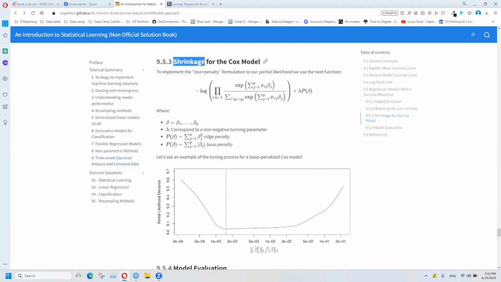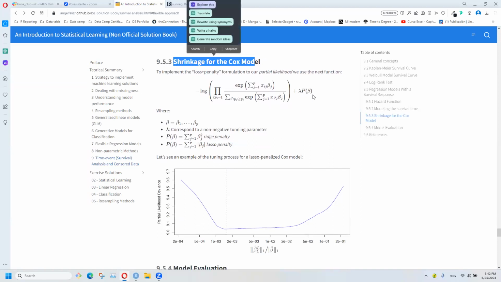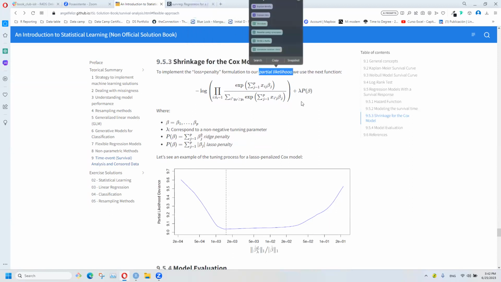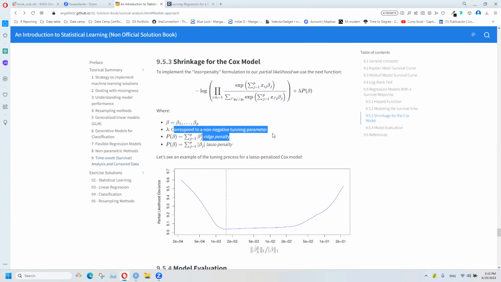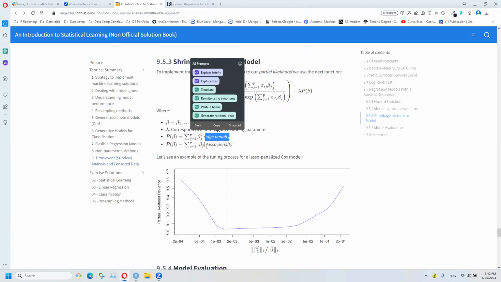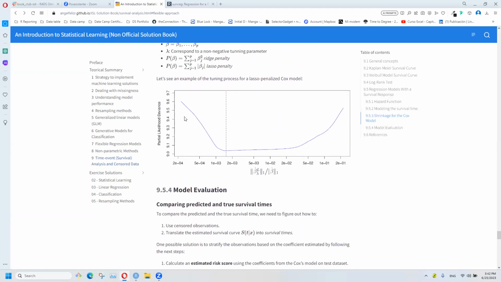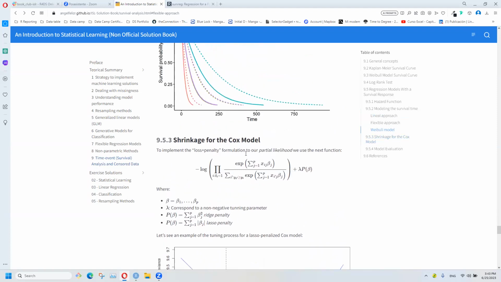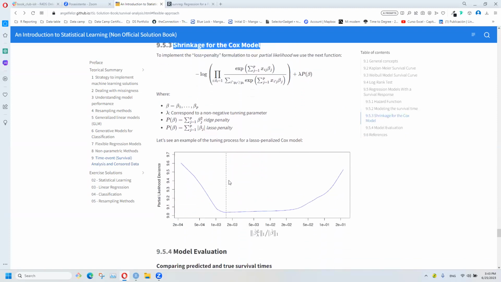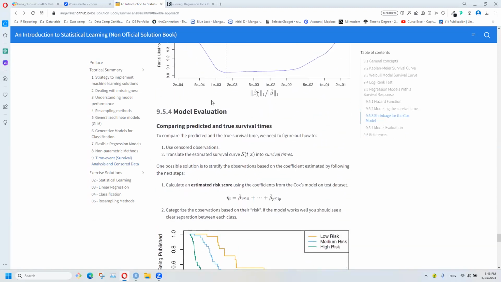We can also apply ridge regression to the Cox model. We just need to change our partial likelihood function to have also this tuning parameter. So we can apply a ridge penalty or a lasso penalty. In the example, they apply the lasso penalty to see that the lowest value happens at this point, and then it increases. We can also apply this model when we have a lot of variables and we need to apply some feature selection. That is really good news.